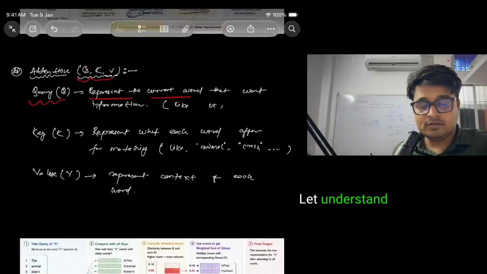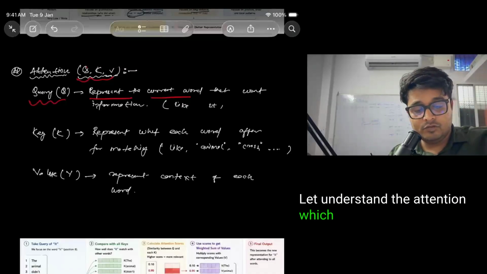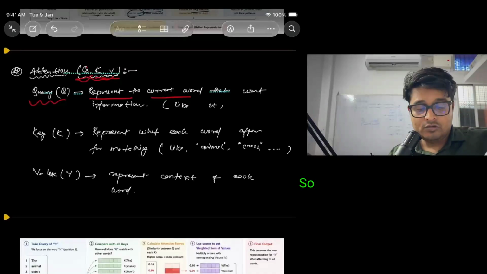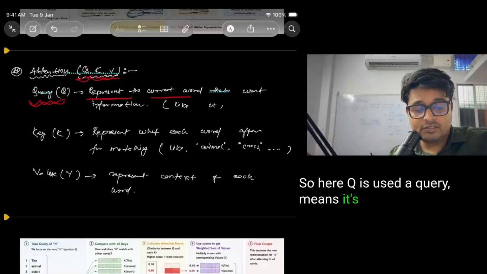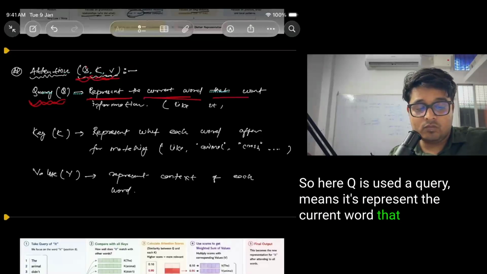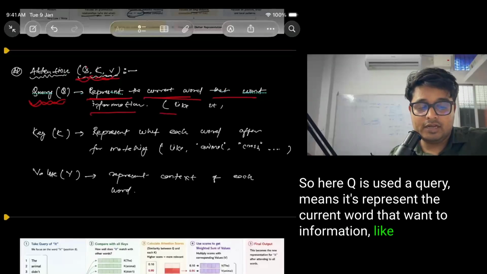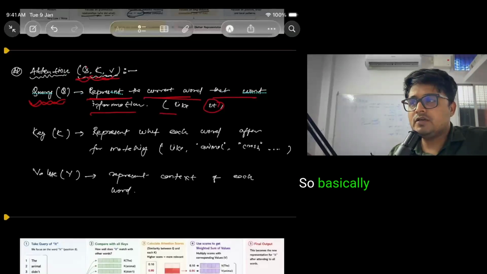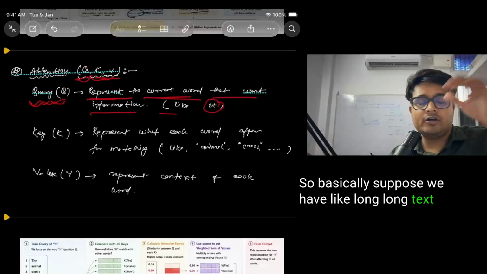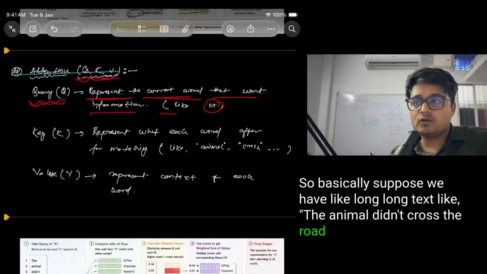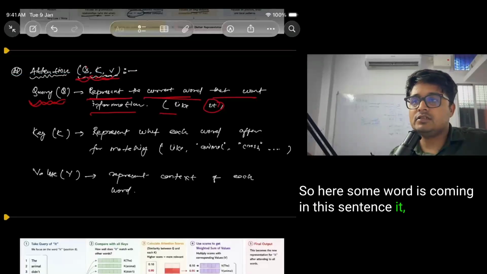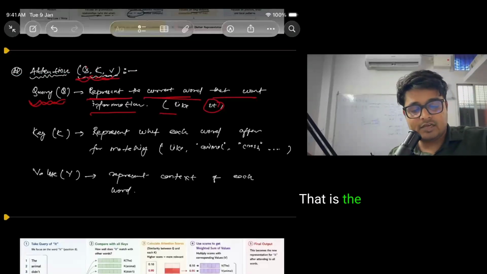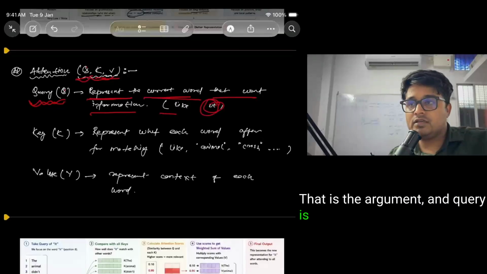Let's understand attention, which uses QKV. Here Q is the query, which represents the current word that wants information. Suppose we have a long text, like "the animal didn't cross the road because it was tired." Here a word is coming in this sentence: "it." So we use "it" as a query. The query is the function for searching.